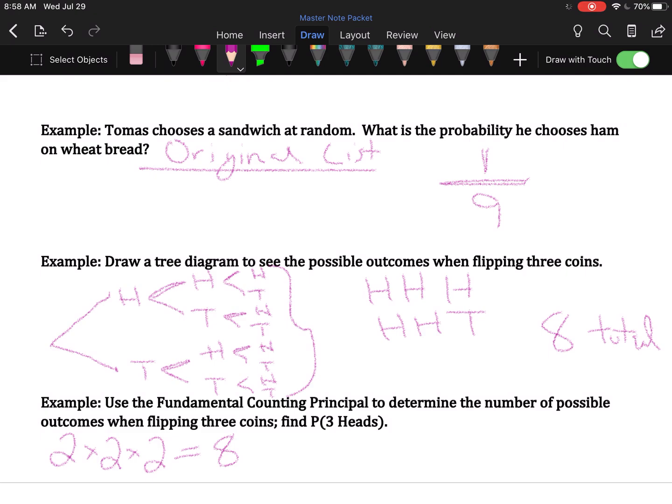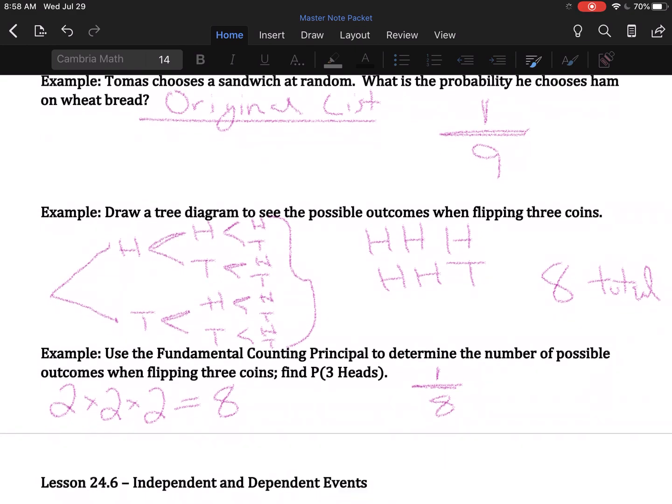Now, how many different ways can you flip 3 heads? Just the one. Heads, heads, heads. There's only one way you can flip 3 heads. There are 8 total outcomes. So the probability of flipping 3 heads is 1/8.